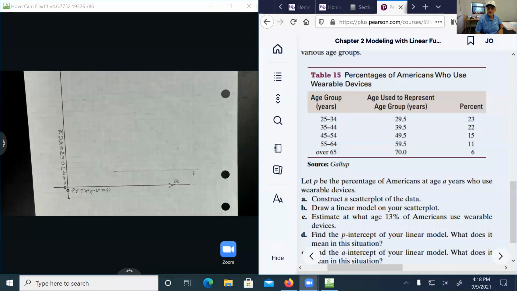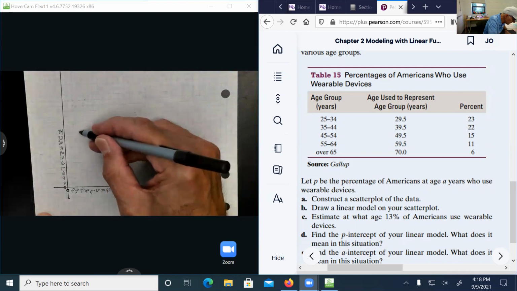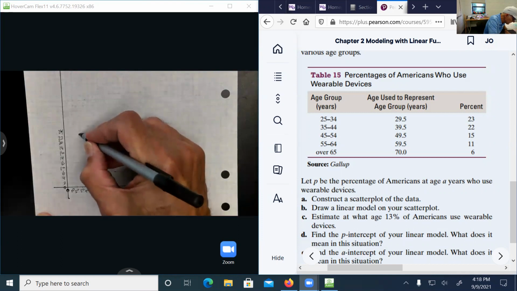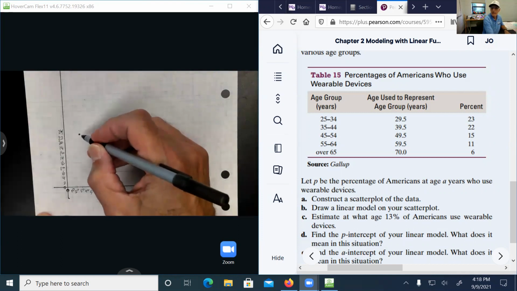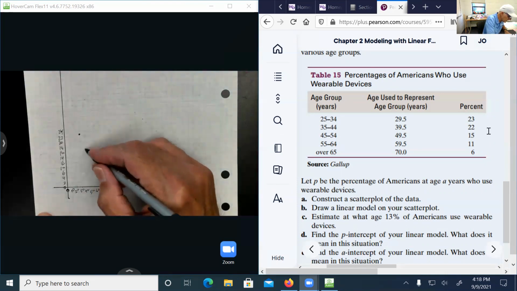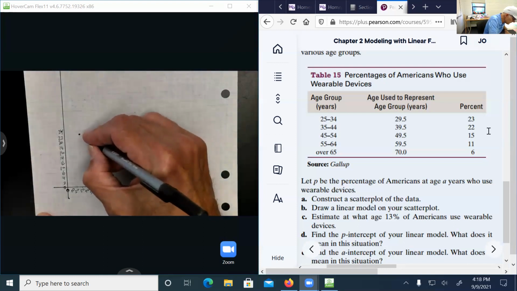The first data point is 29.5, 23. 29.5, that's basically 30, 30, 23. So I'm going to come up here. Here's 24, here's 22. 23 is going to be halfway between. So there's my first data point. The second data point is 39.5, 22. 39.5 is basically 40, 40, 22, which is right here.